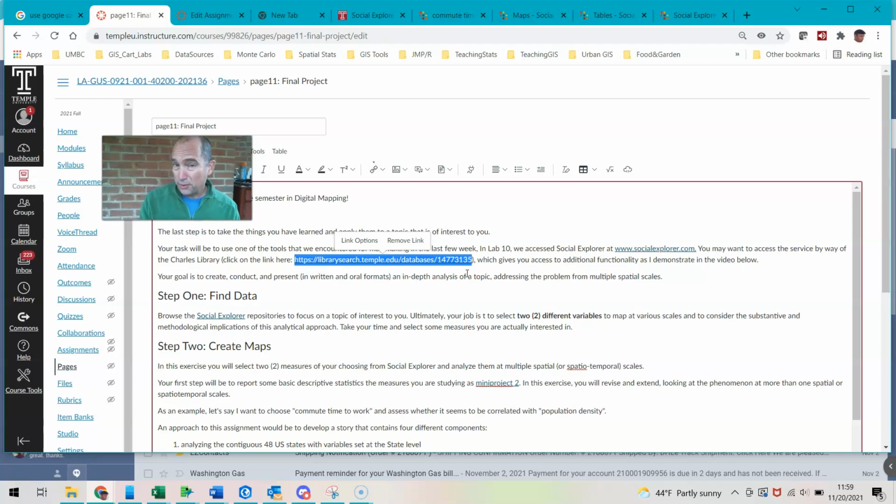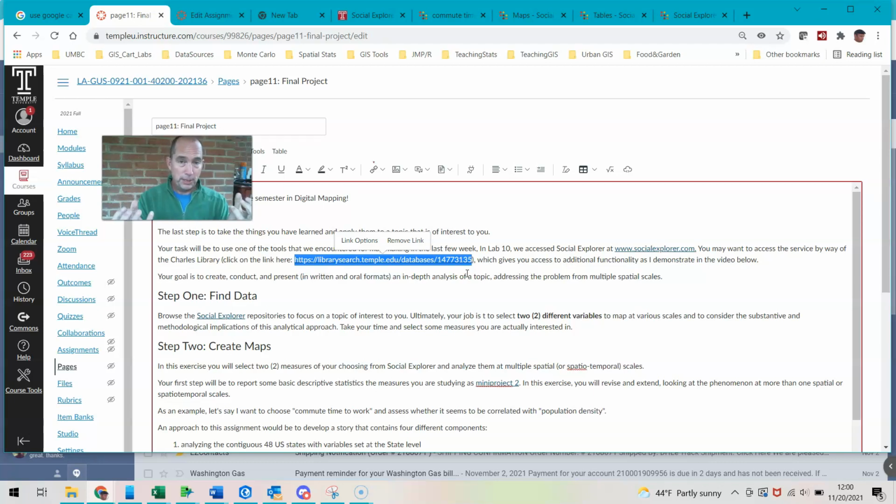Now, it's possible in Social Explorer also to shift temporal scales. So you can say, what do things look like in 2000 versus what do things look like in 2019? I think that's the most recent time period we can look at. So how do things change over time, and how do things change over space? We can look at both of those things. I'm inviting you to look at 4 different views of 2 different phenomena.